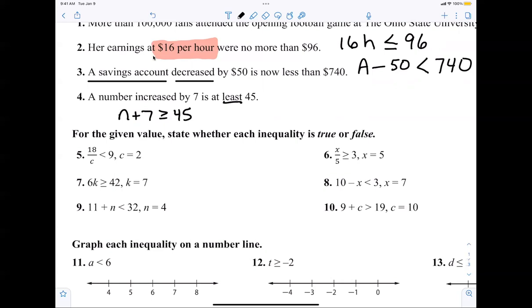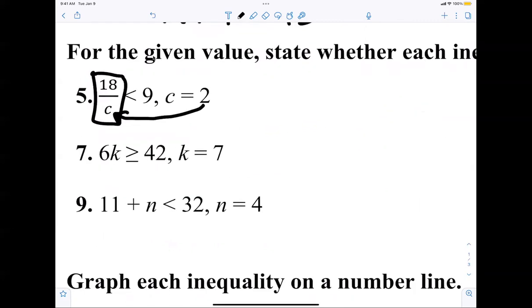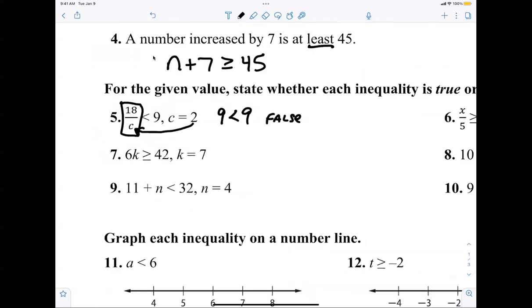All right, now we need to come up with, is this true or is this false? So let's start over here, Aiden. If I let C equal 2, what is that asking? 18 divided by 2. What's 18 divided by 2? 9. Is 9 less than 9? No, so that's false. 9 is not less than 9.